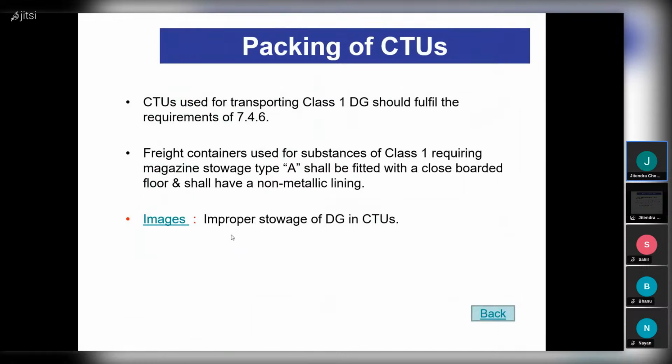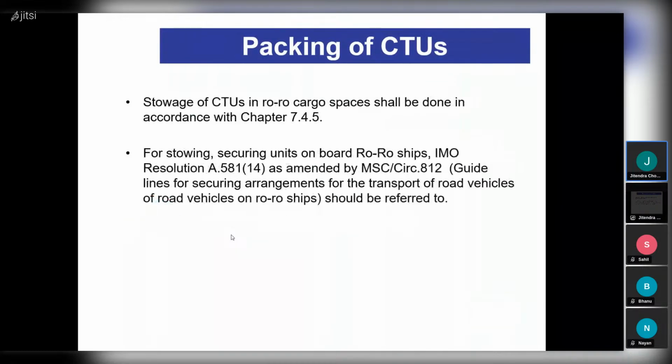Then there are freight containers made for class 1 explosives, like magazines. They should be fitted with a closed boarded floor and shall have a non-metallic lining. So this is a requirement for transporting explosives; it should be made of wood. Now, if you are storing cargo transport units on some ro-ro vessels, where we also load containers and cars, there are special provisions for lashing, securing and inspection as per the IMO guidelines.